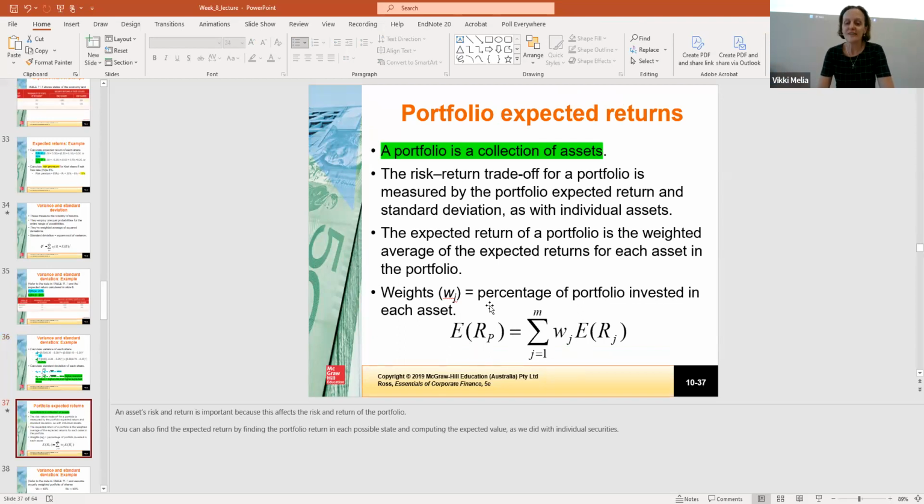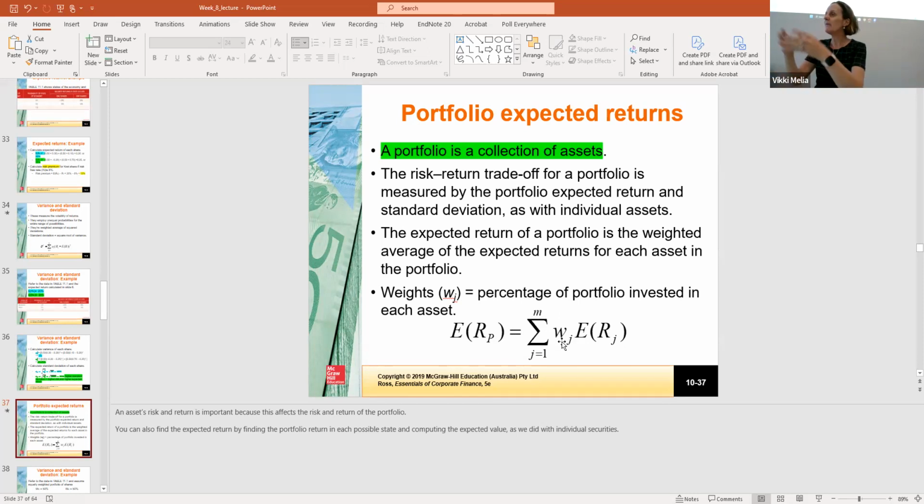The calculation down here is slightly different to what we did before. Now we're saying this is the expected return from our portfolio, from our collection of assets. And the expected return from the portfolio is equal to the sum of the weight. W stands for weight. So now we're not using probability. Now we're actually using the weight, which means the proportion of your money that's invested in a particular asset, a single asset.